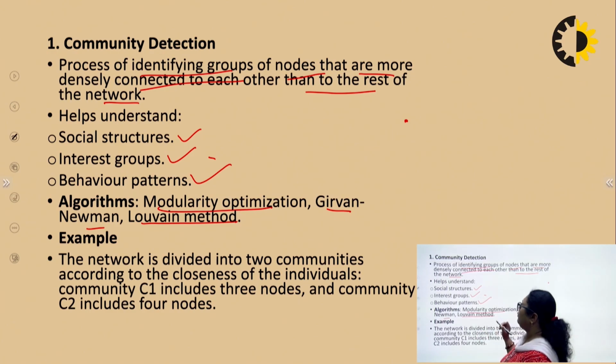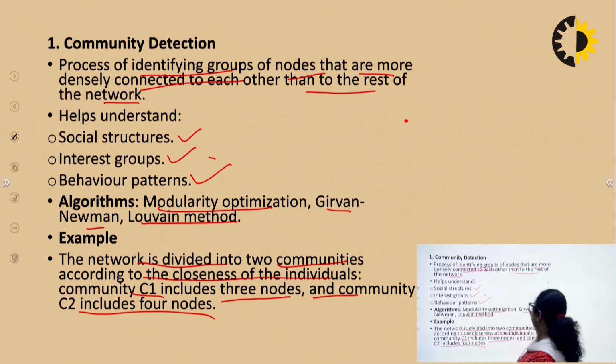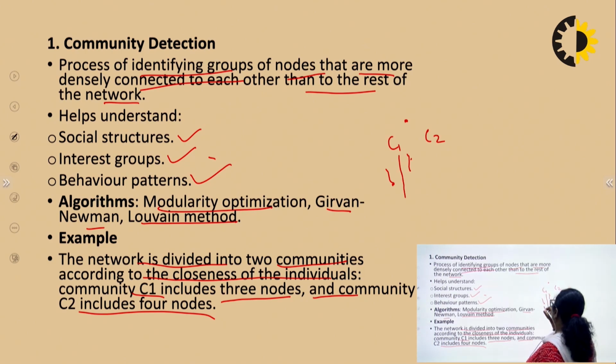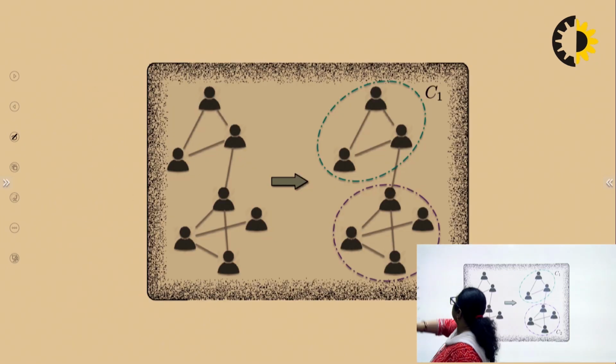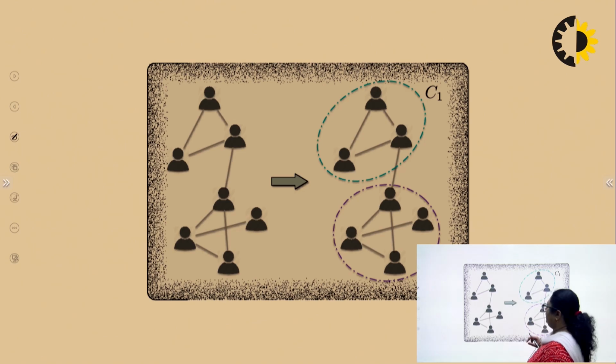If we take an example of community detection, a network is divided into two communities according to closeness of individuals. Community C1 includes 3 nodes and community C2 includes 4 nodes. That is basically the connection of different entities. So these are the communities, community C1 and community C2.